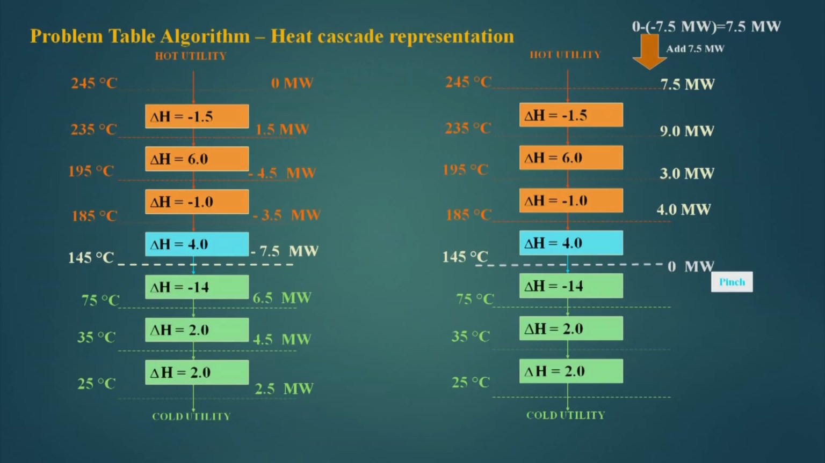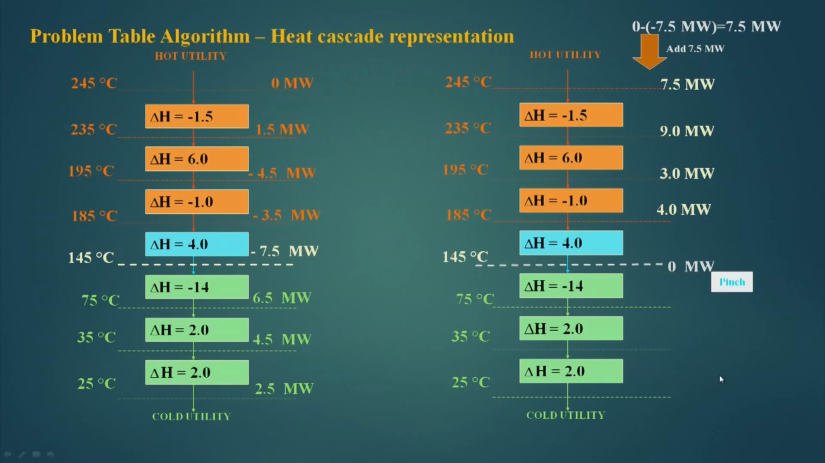Basically, we are doing the reverse. When determining the shifted temperature, we deduct delta T minimum by 2 from the hot, and when we are reverting it, we add delta T minimum by 2. Similarly, for the cold, when we convert cold temperature into shifted temperature, we add delta T minimum by 2, but when we convert it to real temperature, we deduct delta T minimum by 2. So, the pinch temperature is 145 and this is a shifted temperature.